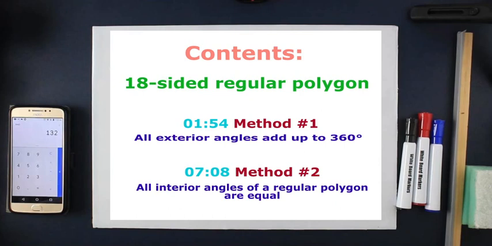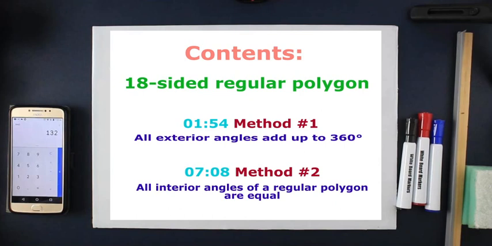What we're going to try to do in this video is work out the internal or interior and exterior angles of the polygon. And we're going to use two methods. In the first method, we're going to use the fact that all exterior angles add up to 360 degrees, and that's going to help us find external and internal angles.